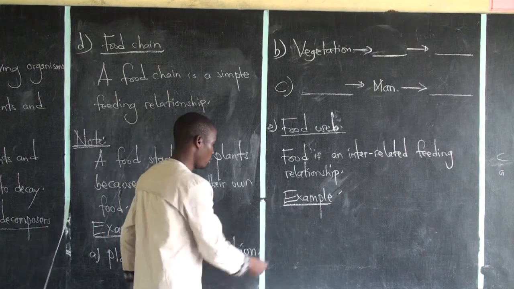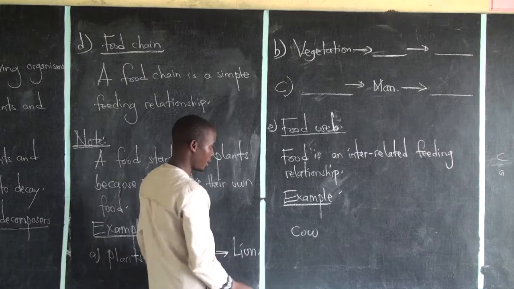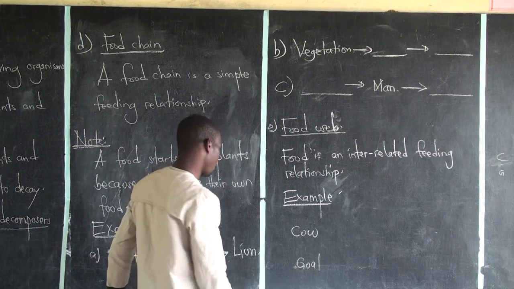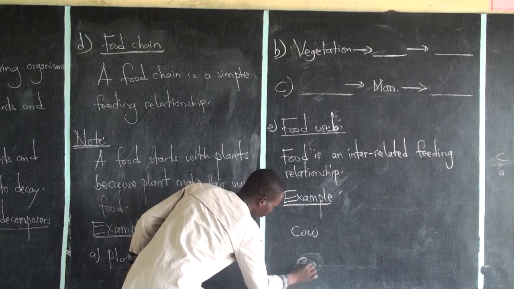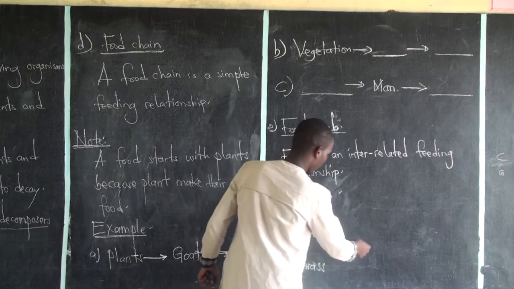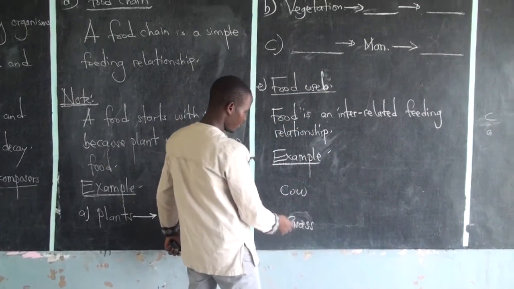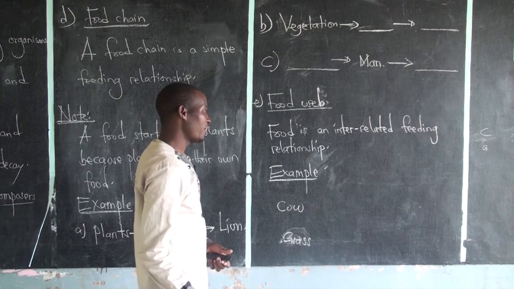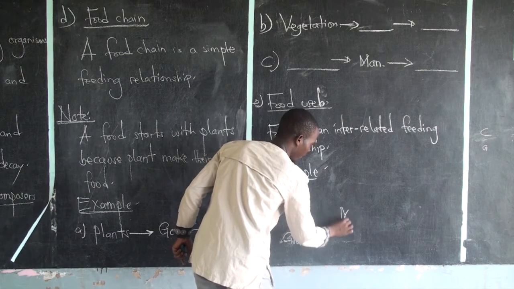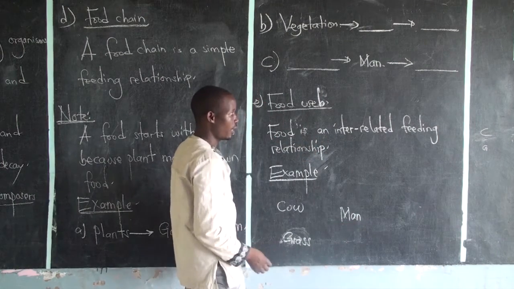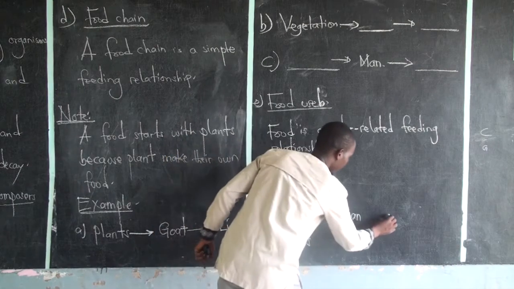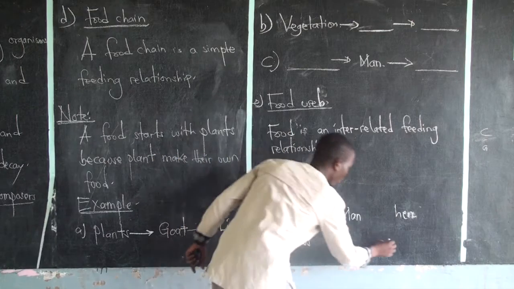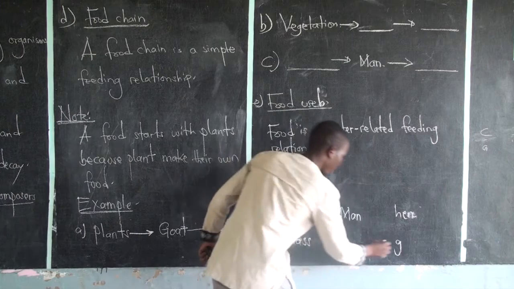So in a food web here, we can be given, maybe let's say, cow here. Down here we are given, let's say, goat. Let us have grass. And then here, man, because you find that man gets food from different sources, he is an omnivore. So let us put man in the middle. Omnivores can be in the middle part here, man, pigs, those ones. And then you can have hen this side. And lastly, let's have grasshopper here.